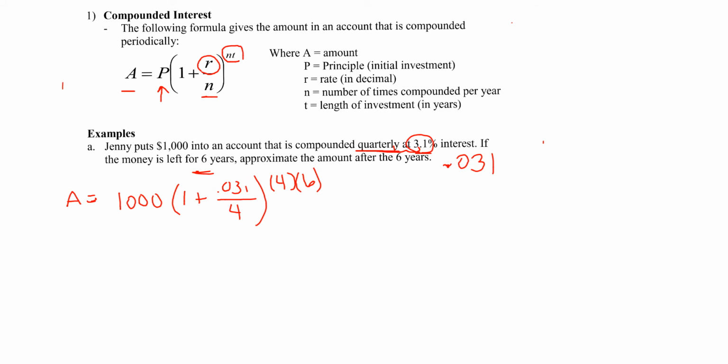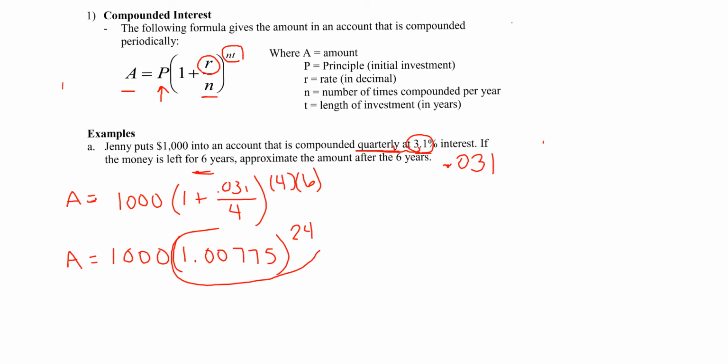When we do the math, remember, parentheses first. So I'm going to start and divide my 0.031 by 4, and then add 1, and that will give me 1.00775. And the important thing here is don't round until the very end. So keep that long decimal that you get on your calculator. And then 4 times 6 is 24. So next I'm going to raise this to the 24th power.